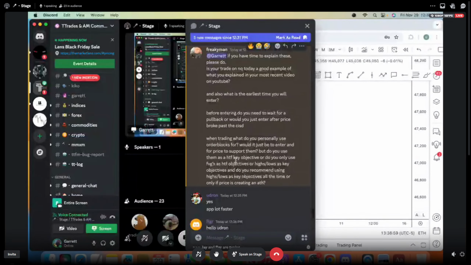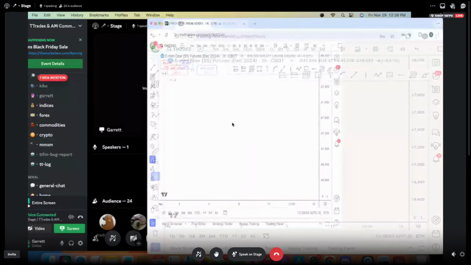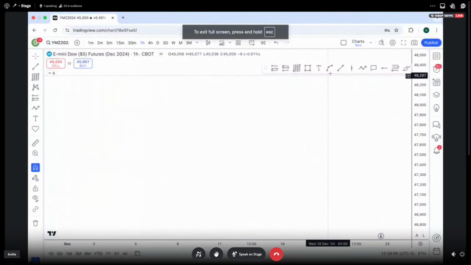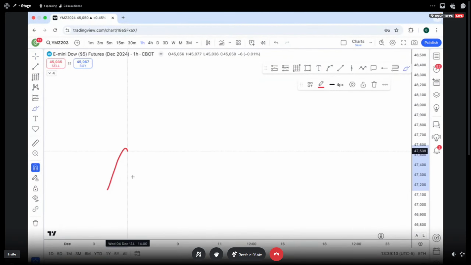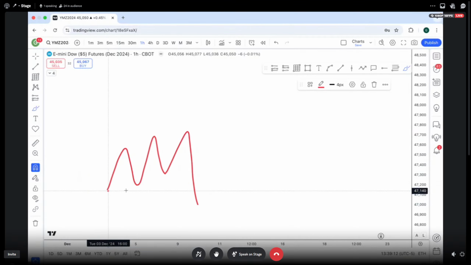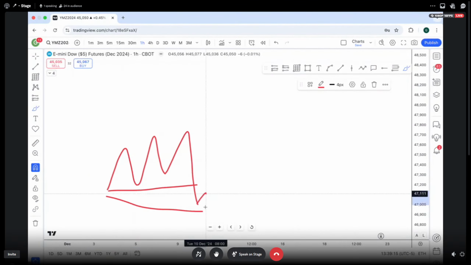When trading, what do you personally use order blocks for? So order blocks support expansion. I trade away from manipulation or a key level. In order blocks, let's say you're trading away from this manipulation with SMT. You get a chain of state delivery. So now I expect order flow to hold until we get to here.